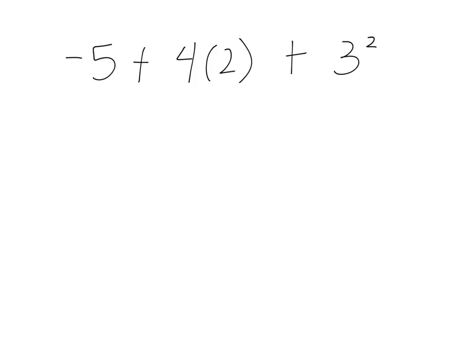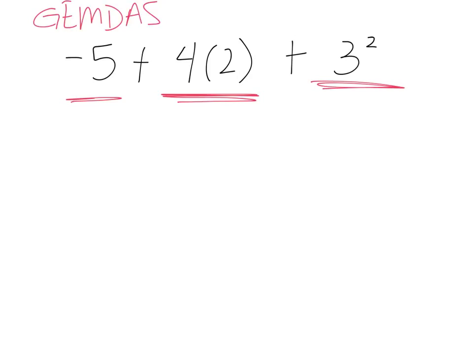So in this example right here, I have a problem that has a couple different things. Notice we have, for the integers, we have a -5 plus a 4 times positive 2. Remember, when you see a number right beside a parentheses, it is multiplication. And then we have a plus 3 squared. I recommend that in any of these, you always write GEMDAS so that you know your orders that you do.